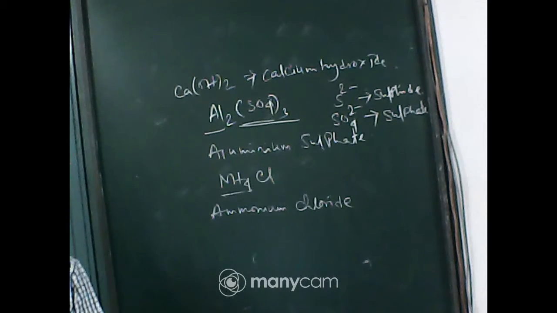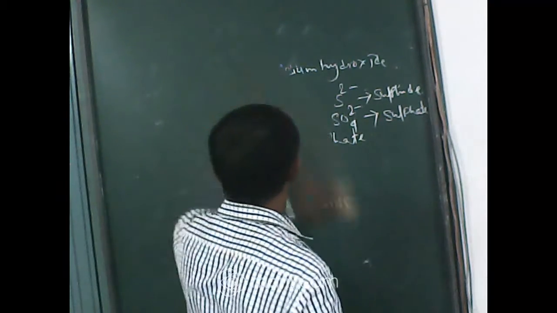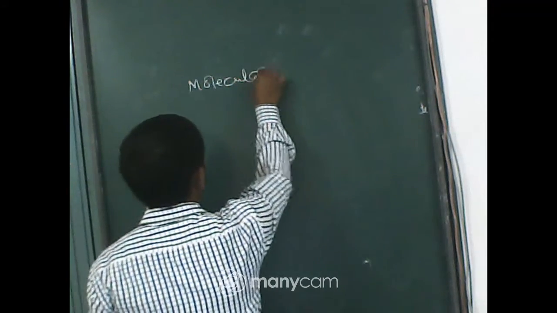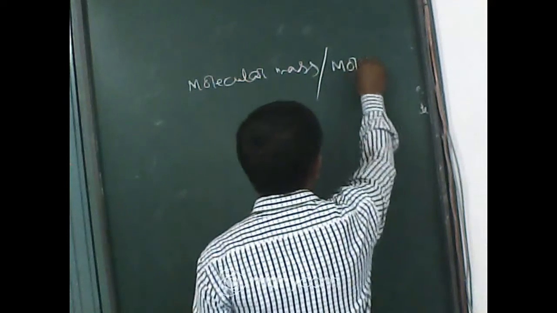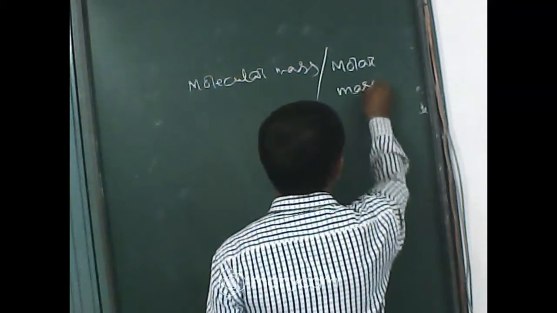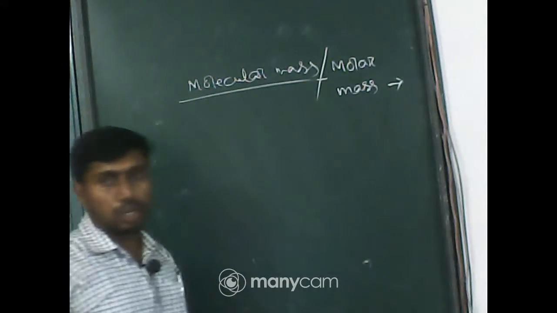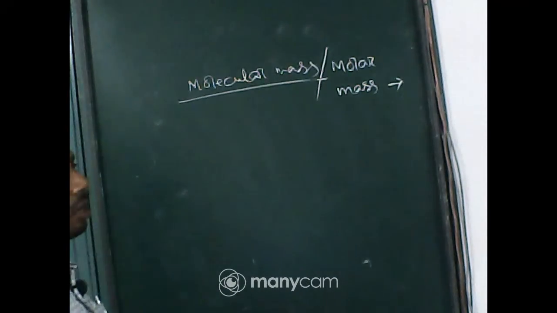Now come to section 3.5 of your NCERT book, page number 39 in my book. The topic is molecular mass and mole concept. Molecular mass, or the similar term, molar mass. Okay. So the molecular mass would be the mass of the molecule overall.